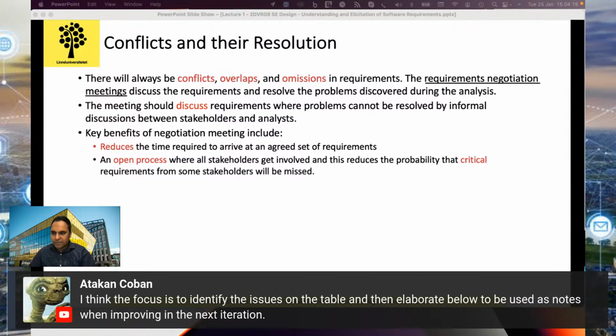I think the focus is to identify the issues on the table and then elaborate below to use as notes when improving in the next iteration. Yes, I agree with Atakan. So that's the idea here. So using that analysis checklist, you identify problems, and then based on your identified problems, you revise your requirements, and the requirements might not be the same before and after the checklist.